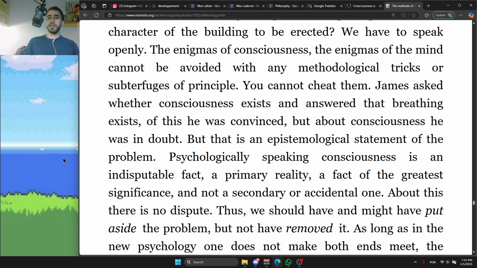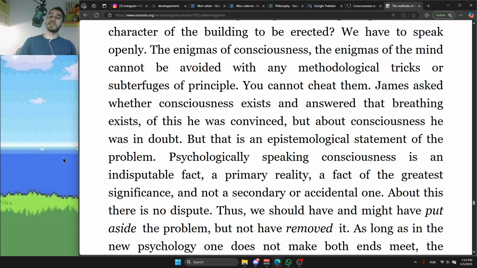You cannot cheat them. James asked whether consciousness exists and answered that breathing exists. Of this he was convinced, but about consciousness he was in doubt. But that is an epistemological statement of the problem. Psychologically speaking, consciousness is an indisputable fact, a primary reality, a fact of the greatest significance, and not a secondary or accidental one. About this, there is no dispute.